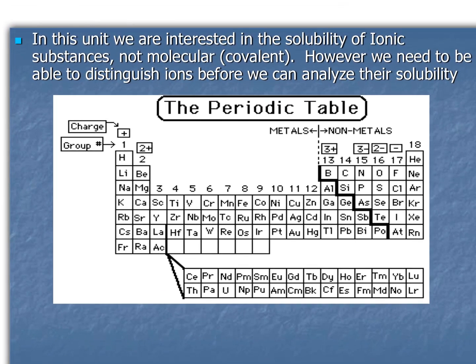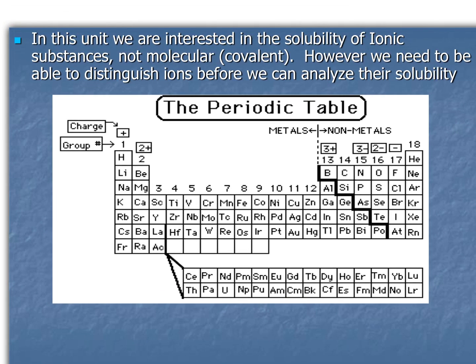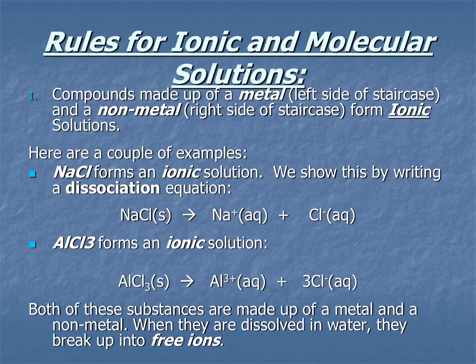So in this unit, we're interested in the solubility of ionic substances, not molecular covalent substances. However, we need to be able to distinguish the ions before we can analyze their solubility. So looking back at our old school Chem 1 periodic table, we need to be able to identify where our metals are, our nonmetals, and all the charges on top.